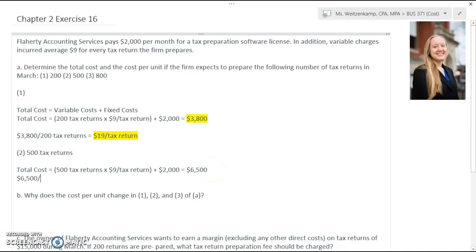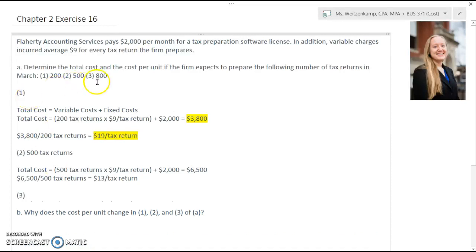Similarly, to come up with the cost per tax return, we start off with the total cost, $6,500, and we divide that by the number of tax returns. Well, in our second assumption here, we are now using 500 tax returns. So $6,500 divided by 500 tax returns, we come up with $13 per tax return, or unit.